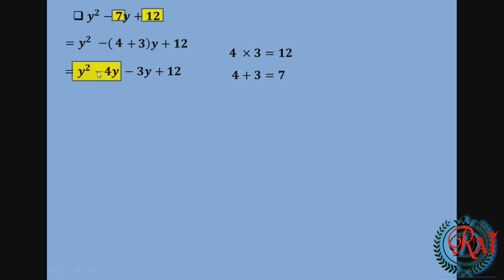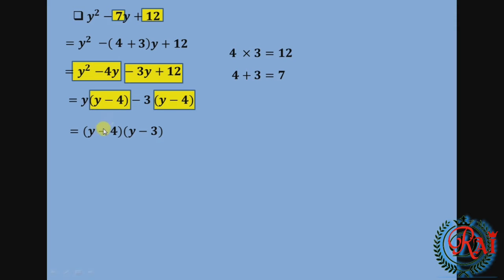From these two terms, we'll take common. Common is y, so we'll write y here like this, and y minus 4 inside the bracket, and from here minus 3 is common, so instead of this plus we'll write minus, because minus is common, so plus changes into minus, y minus 4. Now y minus 4 and y minus 4 is common here, so we'll take y minus 4 common out and y minus 3 remains inside the bracket. This is your final answer.